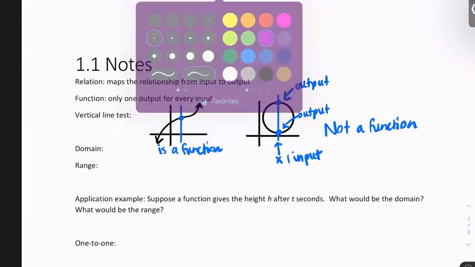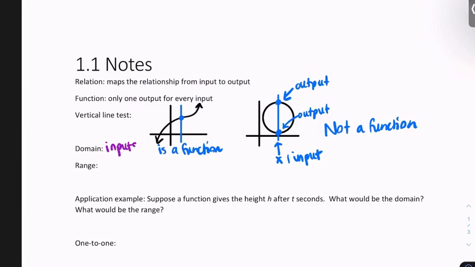The domain lists all of the inputs, and the range lists all of the outputs. So you can list it in different notation. It might be in set notation or interval notation. So for example, this is a function and it's some sort of polynomial, but the domain, since it's got arrows on either side, the domain will be all real numbers. So you could list it as all real numbers like that.